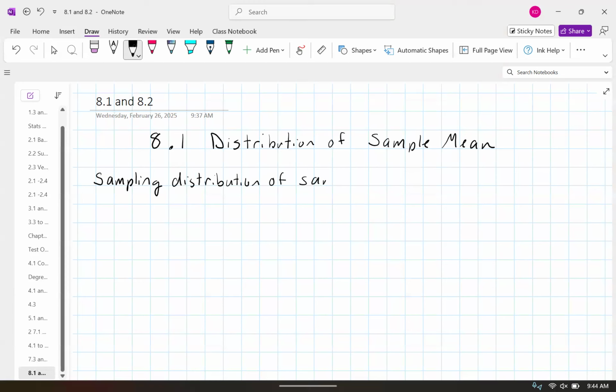Sample mean, and this is our X bar. So remember, X bar, our regular letters, are for the sample. The Greek letters, so the mu, the sigma, those are going to be for the population.